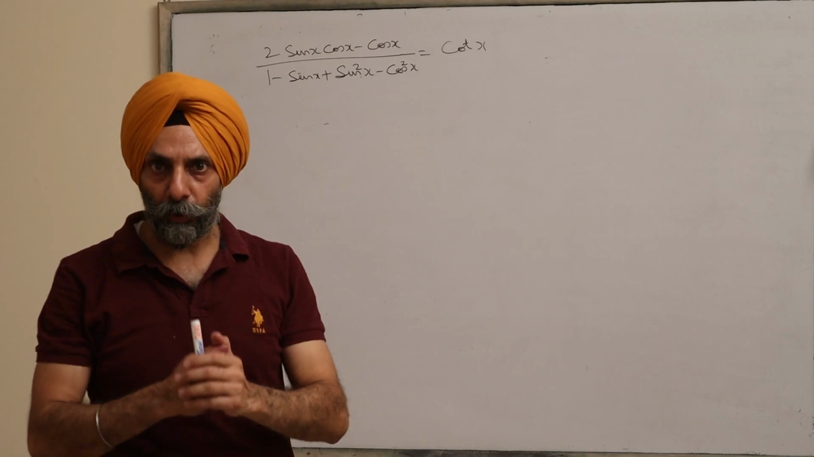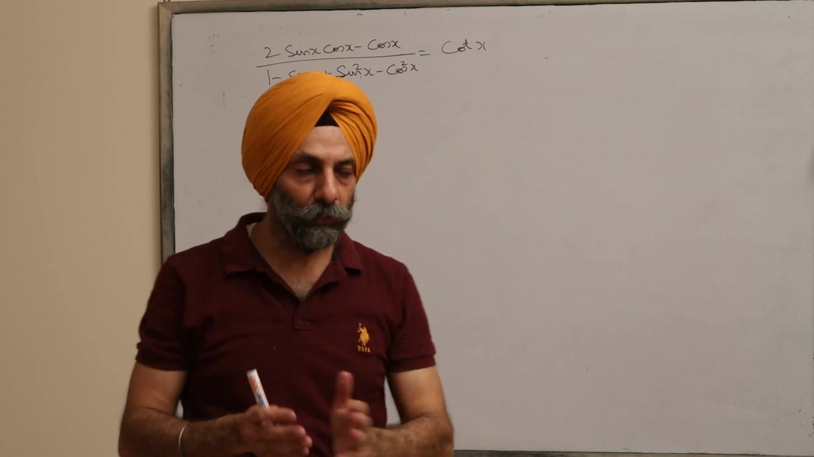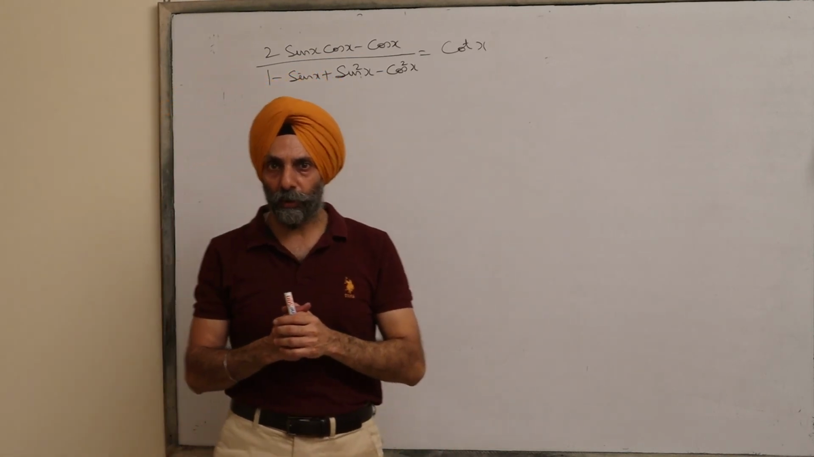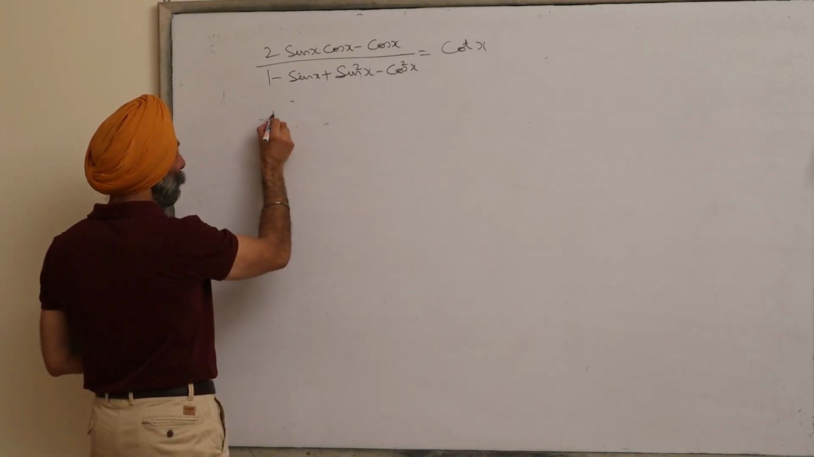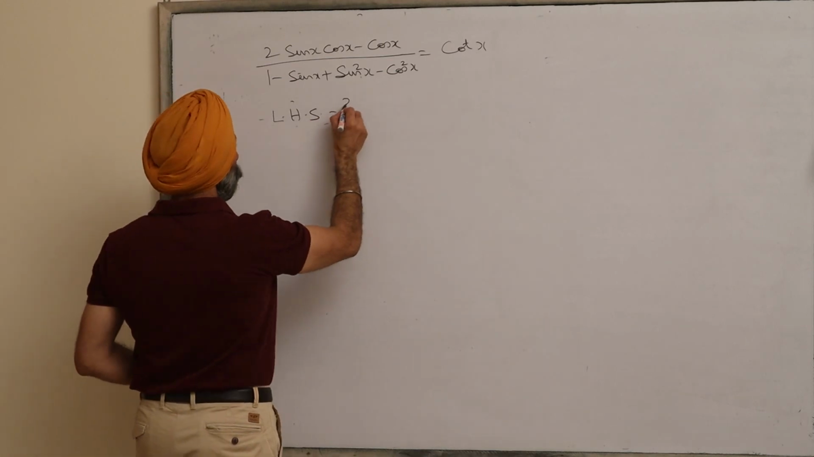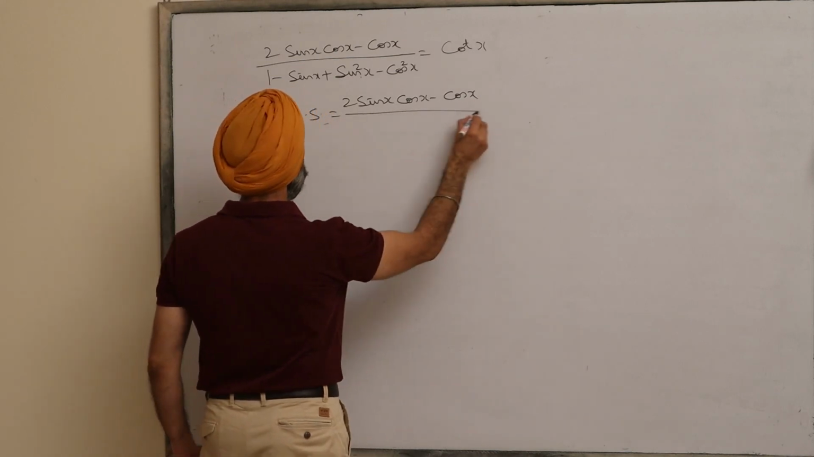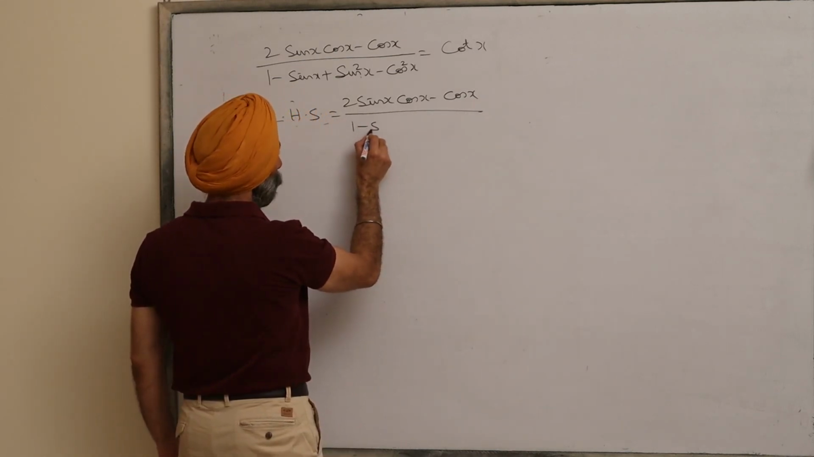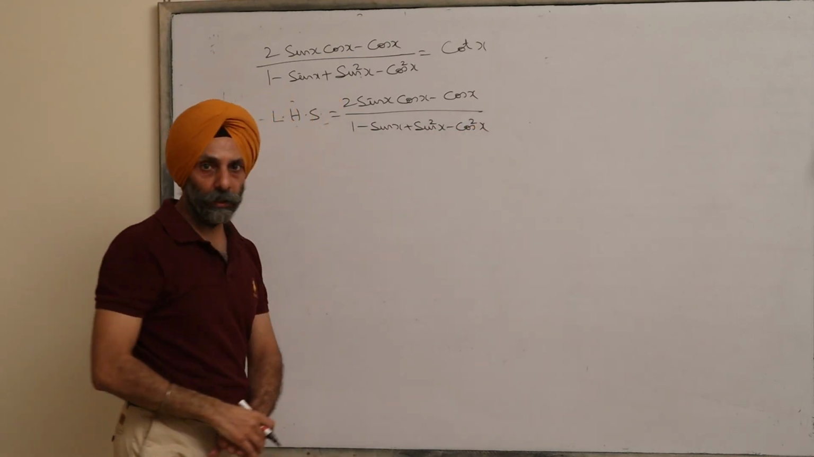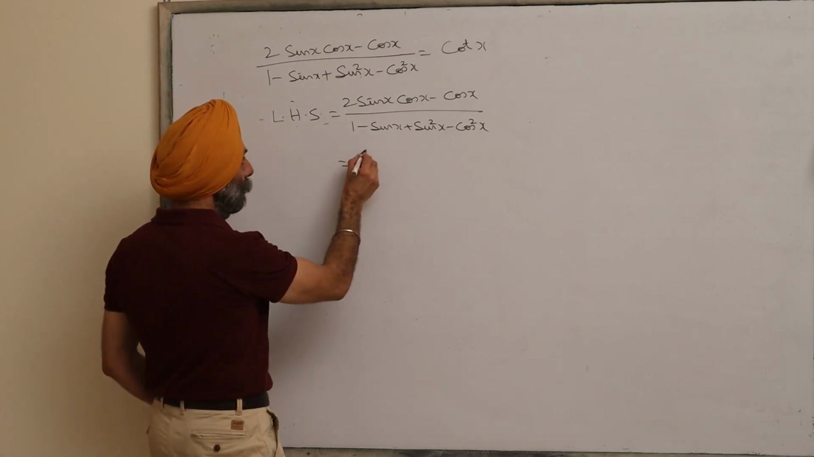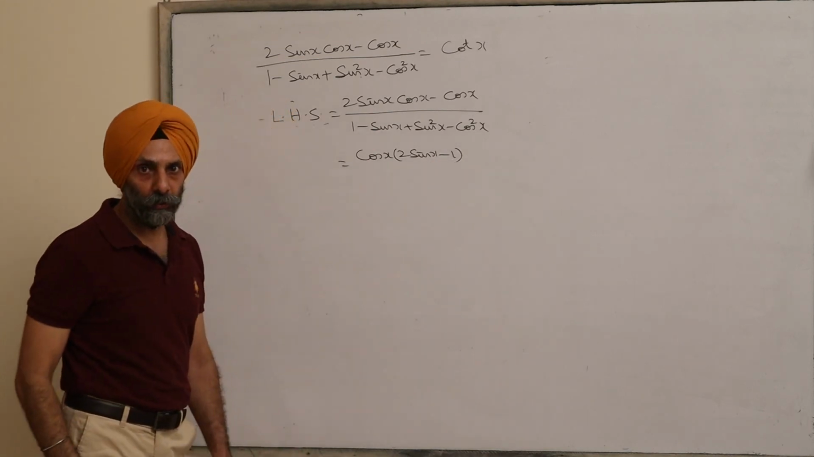Generally, in all these questions, what we have to see here is that can we take anything common from the numerator or the denominator? And can we straightaway use the trigonometric identities? Like in this case, first of all, write down the left hand side. This is 2 sin x into cos x minus cos x upon 1 minus sin x plus sin square x minus cos square x. So we can take cos x common from the numerator. It comes out to be 2 sin x minus 1.